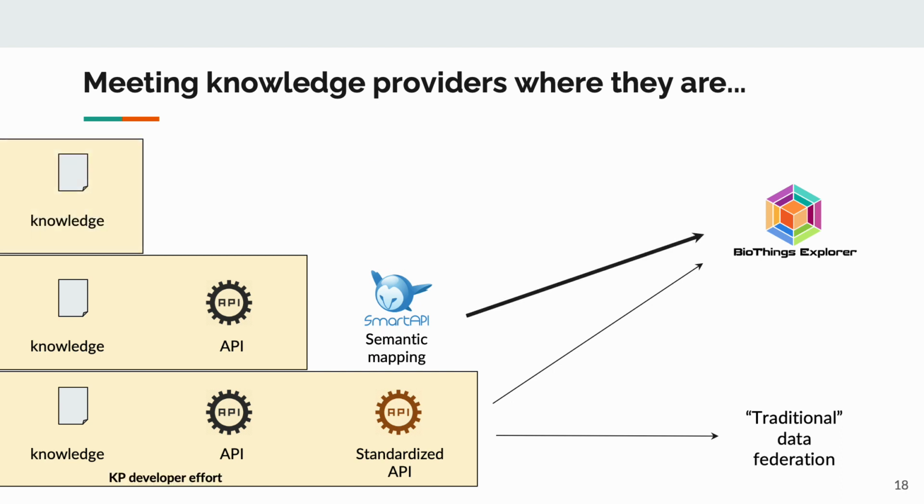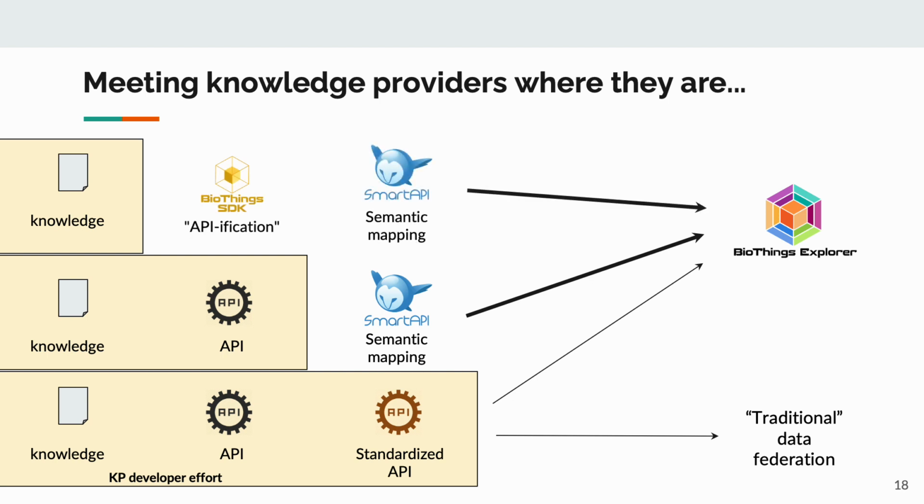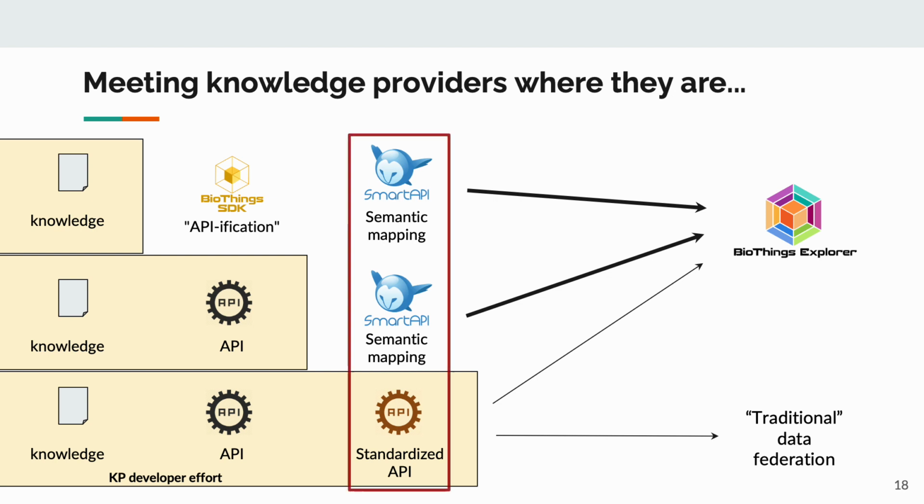If they have knowledge, but no API, we can help them make an API using the BioThings SDK, as covered in Dr. Chunlei Wu's talk. Or, if they already have the knowledge and the API and want to handle federating themselves, the barrier to entry is lowered by only needing to write the annotation.